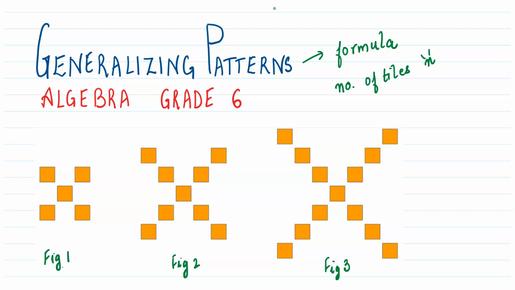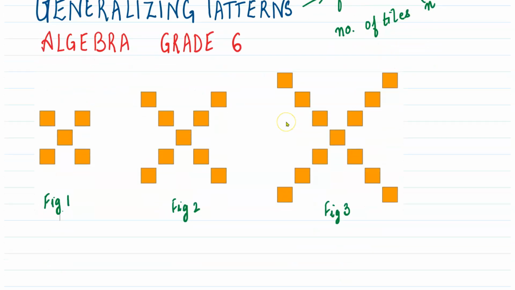Like this is figure 1, figure 2 and figure 3. So let's try to observe this pattern and try to figure out a formula. Okay, so let's notice the central tile which is fixed in each figure. This is there in every figure. It is going to be there in figure 4, figure 5, figure 6 and figure n. But how is this pattern growing?